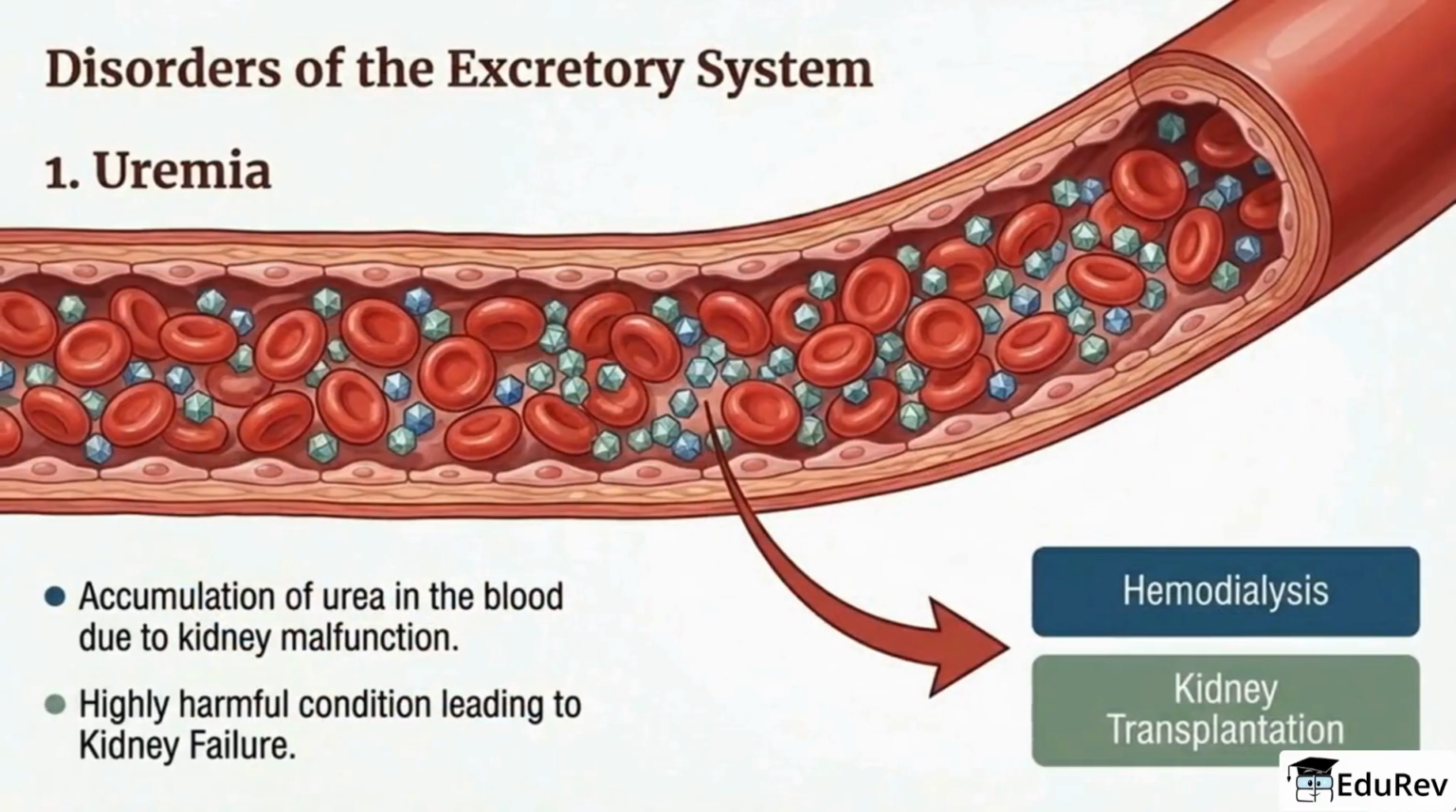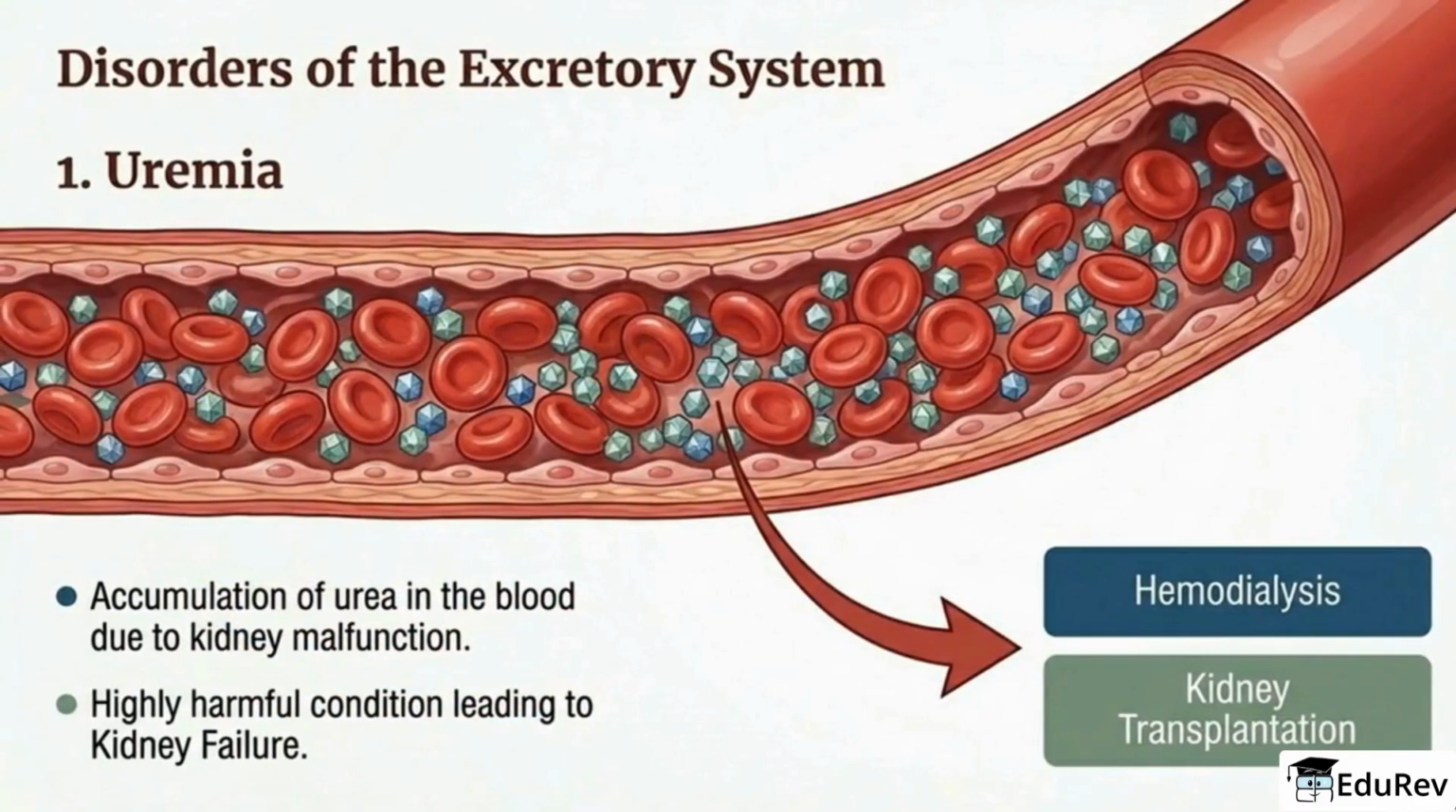When the kidneys fail to clear wastes properly, serious disorders can develop. Uremia describes the accumulation of urea and other nitrogenous wastes in the blood due to impaired renal function. It's a dangerous condition that can lead to systemic toxicity and usually signals the need for urgent medical intervention.